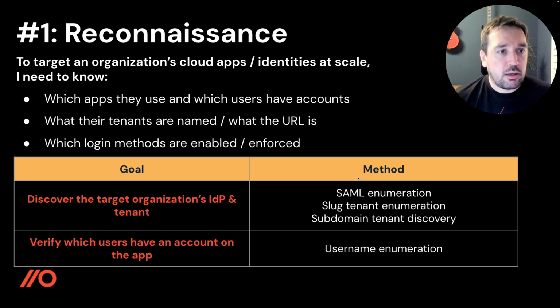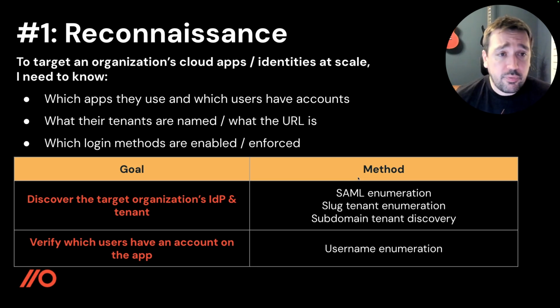What does Recon look like in the identity attack world? Okay, it's not scanning IP addresses and ports anymore, right? It's finding out which apps an organization uses, which users access them, what their tenants are, if there's a tenant name, for example, what the URL for that is, what login methods are enabled. Like, do you need to SSO in via Okta or Microsoft, or do you log in locally with a single factor password, that kind of thing. And some of the techniques for achieving this are like SAML enumeration, slug tenant enumeration, subdomain tenant discovery, and even just classic username enumeration, like classic login-based username enumeration or forgotten password-based enumeration, that kind of thing. That's what Recon looks like.